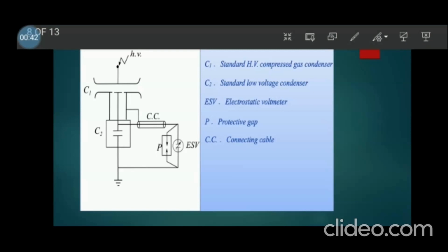It is required to provide proper isolation between the high voltage terminal and the ground. For protecting the electrostatic voltmeter, there is a protective device connected across it in the form of a spark gap with suitable voltage adjustment. In case there is any flashover across any one of the capacitors, this protective device will be able to prevent damage to the electrostatic voltmeter.